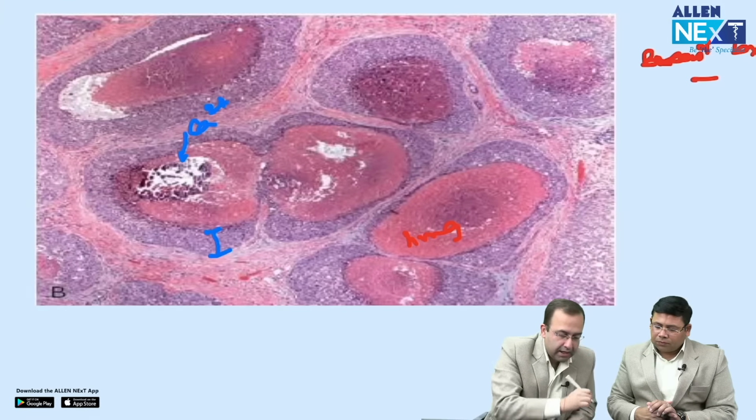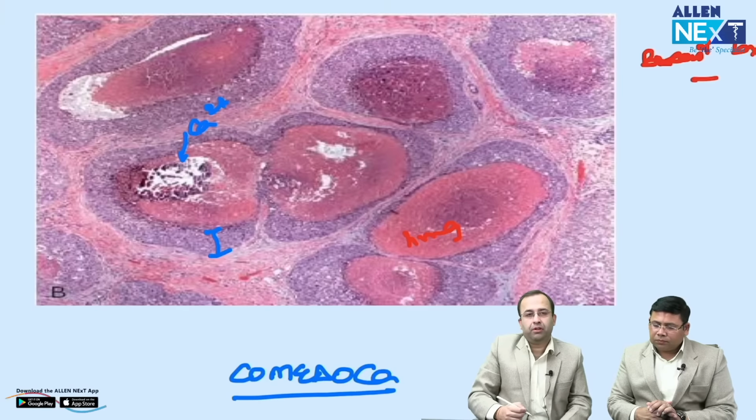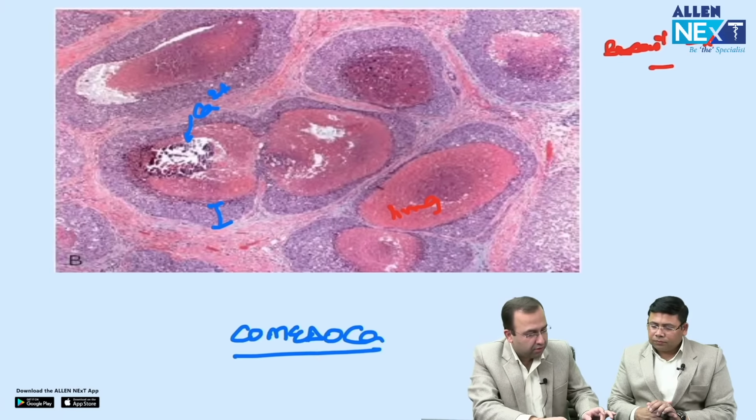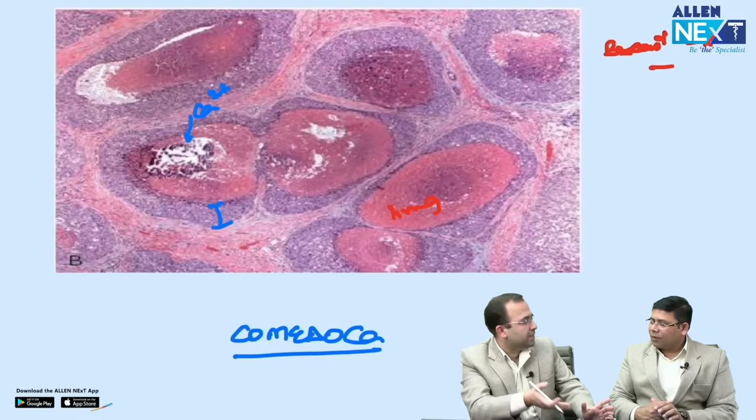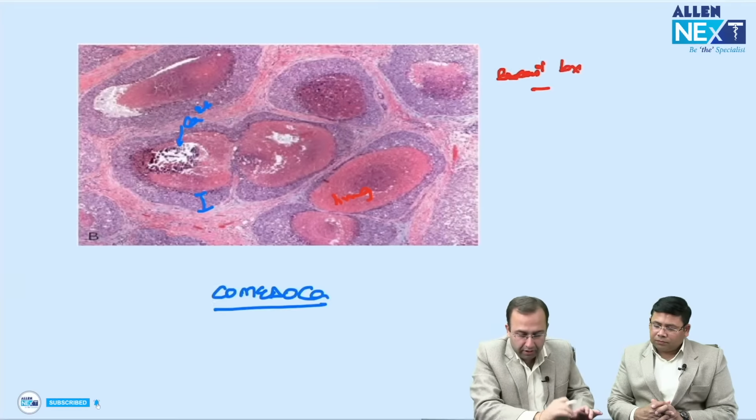Here the number of cell layers is also increased, making this a case of comedo carcinoma. And I guess, sir, we get a question in surgery also that all the carcinomas are invasive except comedo, which is non-invasive. It is a ductal carcinoma, a variant of DCIS, ductal carcinoma in situ.